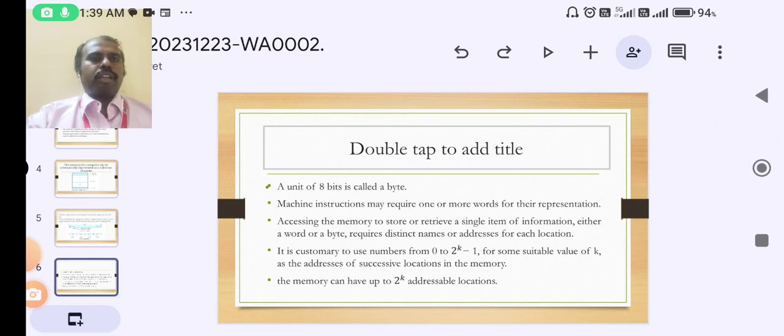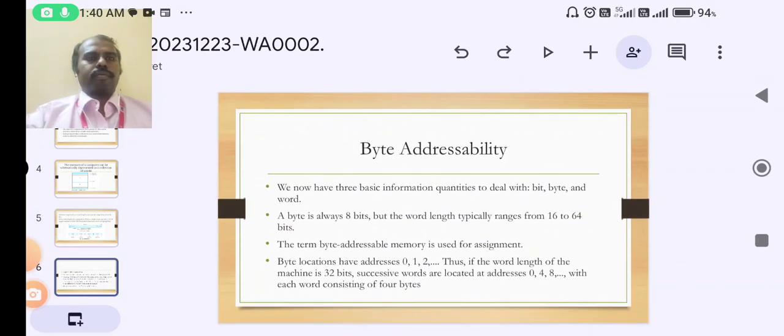Words can be generally represented in the format 0 to 2 power k minus 1. Suppose we are using 2 bits, that means 0 to 2 power 2 minus 1, that is 0 to 3. If we are using 3 bits, that means 0 to 2 power 3 minus 1, which is 0 to 7. Like that it goes on and on. A memory can have up to 2 power k addressable locations.